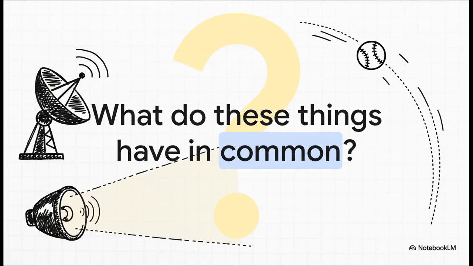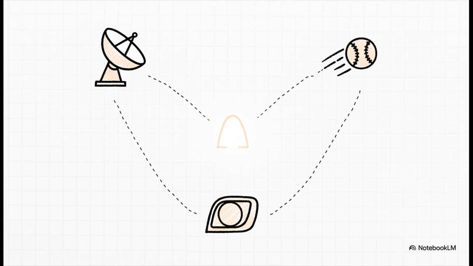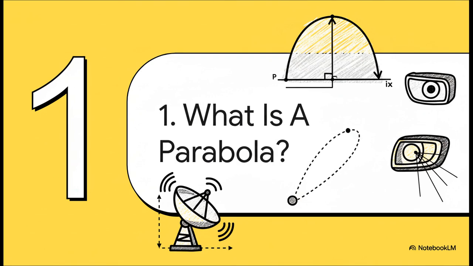So let me ask you this. What could a satellite dish, a car headlight, and the simple arc of a ball flying through the air possibly have in common? I mean, really think about it. One is pulling in signals from deep space, one is beaming light forward, and the other is just gravity at work. They seem totally unrelated, right? Well, it turns out they're all secretly connected. They're all built on the exact same elegant, mathematically perfect curve. It's a shape that's hiding in plain sight all around us. And that shape is the parabola.